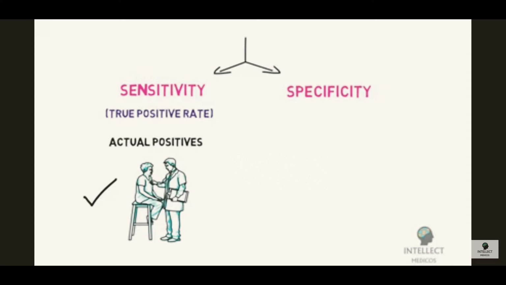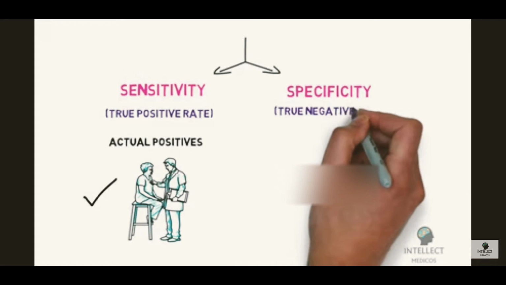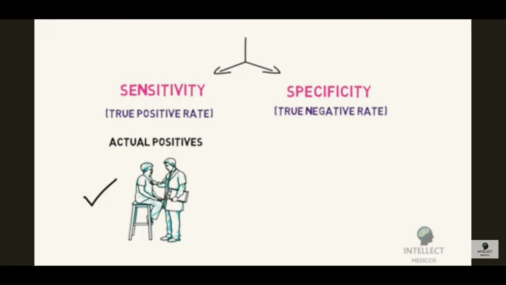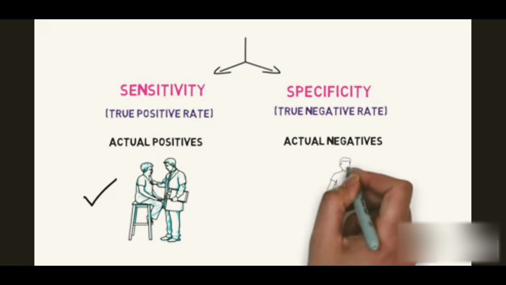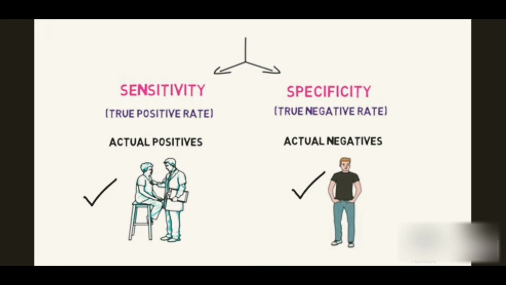Second, specificity, also called the true negative rate. It measures the proportion of actual negatives that are correctly identified as such. For example, the percentage of healthy people who are correctly identified as not having the condition. Let's talk about these tests one by one and which one of these tests is the gold standard.